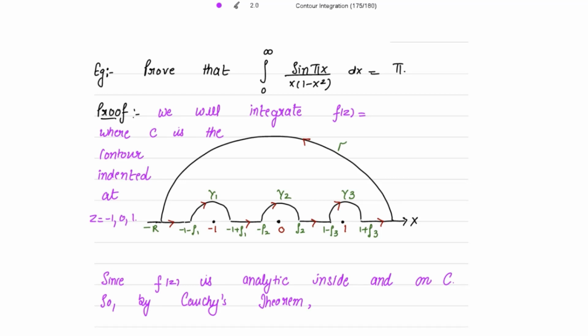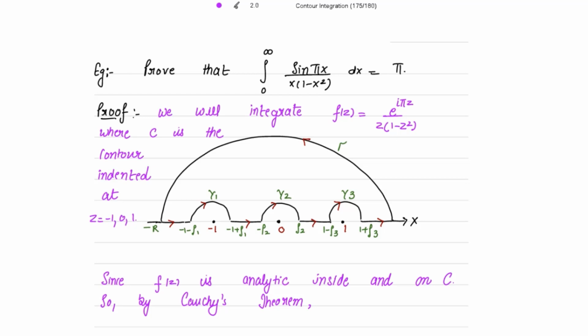Now here I am having sine of pi x in the numerator, so this will be changed into e to the power iota pi z. So I'm writing sine of pi x as e to the power iota pi z over, replacing x with z simply in the denominator, z into 1 minus z squared, where C is the contour indented at 3 points.